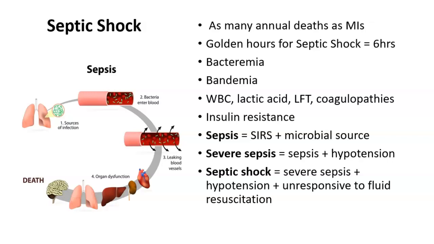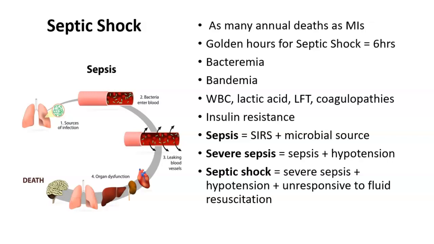We had positive cultures, the bandemia, so left shift. And some of our labs may be abnormal. You can see them there based on the pathophysiology. In addition, insulin resistance. So people who have sepsis, even those who aren't diabetic, they tend to be hyperglycemic despite having no diagnosis of diabetes.